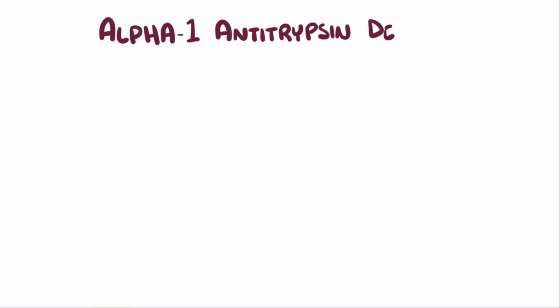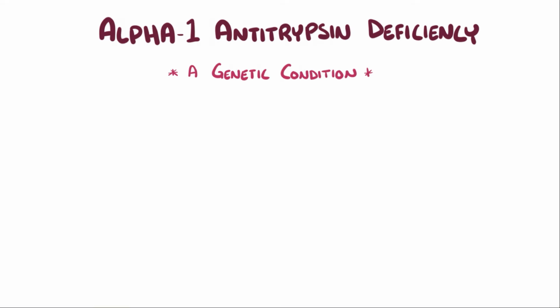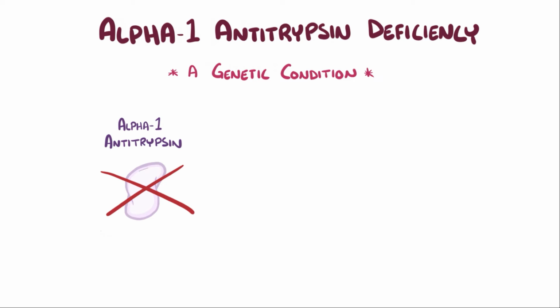Alpha-1 antitrypsin deficiency is a genetic disorder where a protein called alpha-1 antitrypsin is defective or absent. The name alpha-1 antitrypsin is a holdover from when the protein was discovered, a name given before its function was actually known.